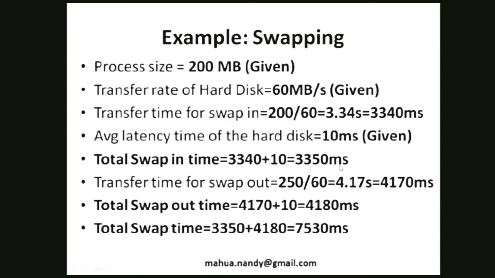Now regarding the total swap out time. Transfer time for swap out is 250, the size of the process, divided by 60, equal to 4.17 second, equal to 4170 millisecond, and the average latency time equal to 10 millisecond. So total swap out time equals 4170 plus 10 equals 4180 millisecond. So total swap in and swap out time, that is total swapping time, equals 3350 plus 4180 equals 7530 millisecond.